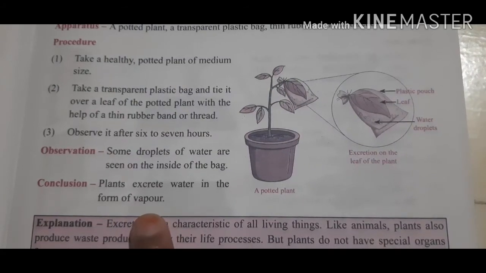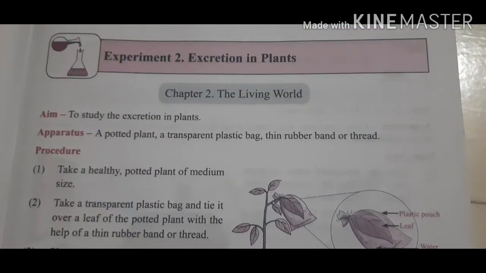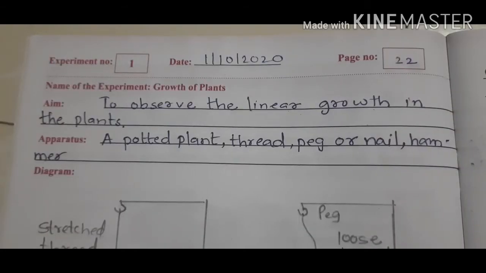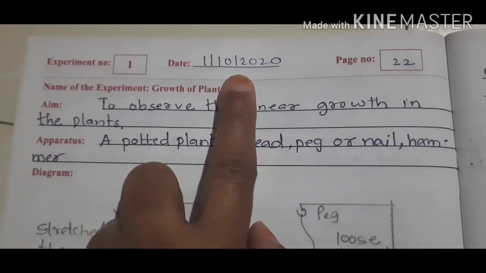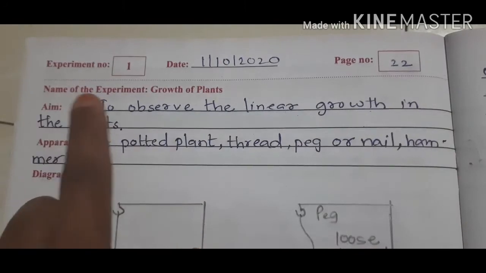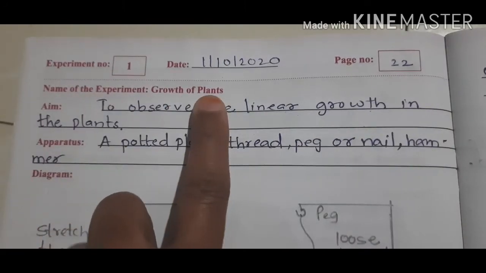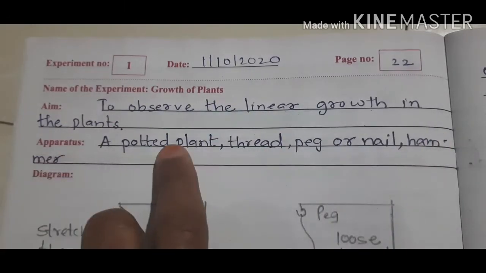Students, that's all with the experiment number 2. Now the question is how to write this in your journal. Since we are completing this experiment on 1st October, we have to put the 1st October date. Page number 22. Then name of the experiment, growth of plant. What is the aim? To observe the linear growth in plants.